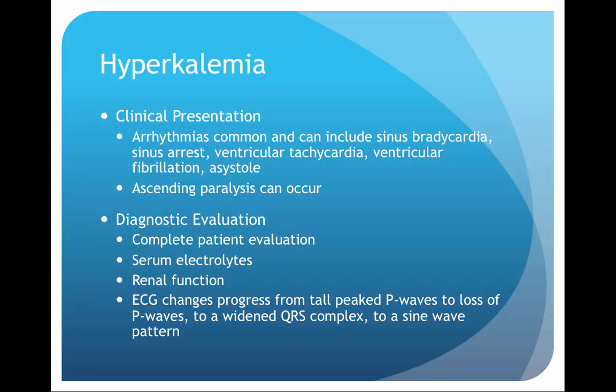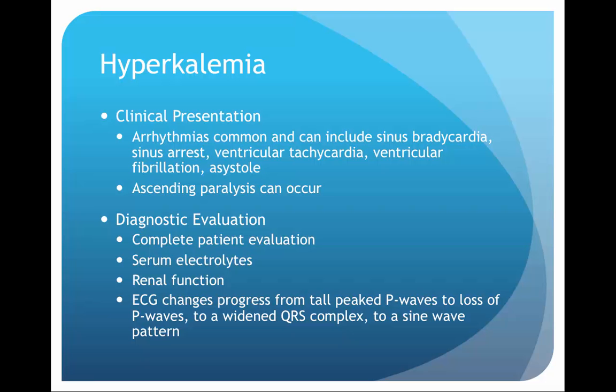Serum electrolytes, not only including serum potassium levels, but also other serum electrolytes, including magnesium. Magnesium can be a cofactor for potassium absorption. Thus, it can be important to look at magnesium levels, and we'll discuss magnesium further in upcoming lecture series. Looking at the renal function to determine if the renal function could play a role in the abnormal potassium balance.